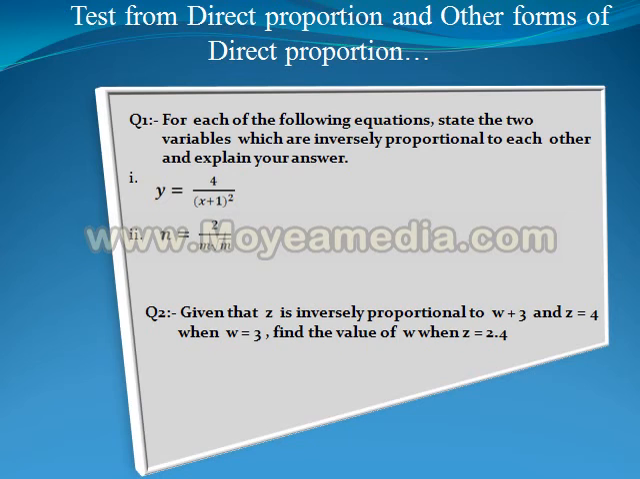The second question is also simple. z is inversely proportional to w plus 3. One complete pair is given, 4 and 3. You have to find the value of w when z is 2.4. So take your time, solve them, and I will wait for your responses. Basically, see how much you understood the topic.